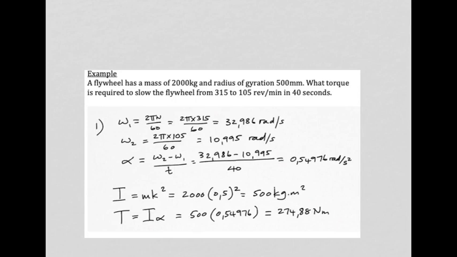Initial velocity 315 revs per minute turns out to be 32.986 radians per second. That's initial angular velocity. Final angular velocity is 10.995. And remember that acceleration is always change in velocity over time. In this case, it's angular. So it is the difference in your angular velocity, which is final minus initial. So that would give you the change in angular velocity divided by how long it took, the time in other words. Turns out it's 0.54976 radians per second squared.